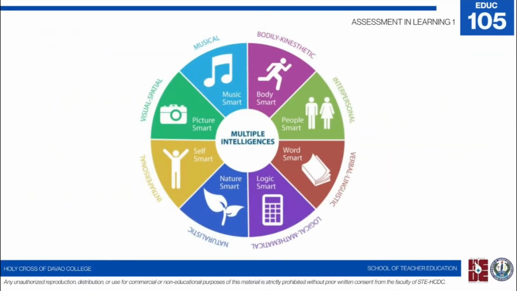Okay, let us now look at this diagram. This diagram presents us with a visual overview of Gardner's multiple intelligences. Take a moment to look at it carefully. You will notice that the wheel is divided into eight sections, each representing a distinct type of intelligence with its own smart label. Let us name and briefly preview each one before we go into detail in the following slides.